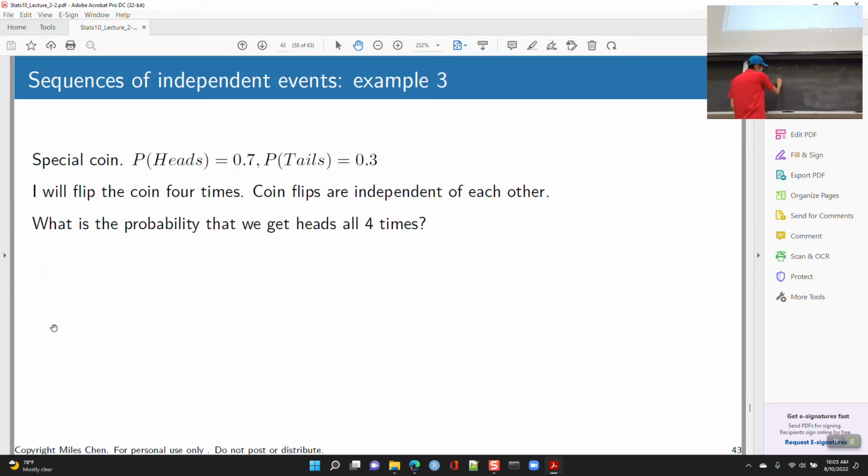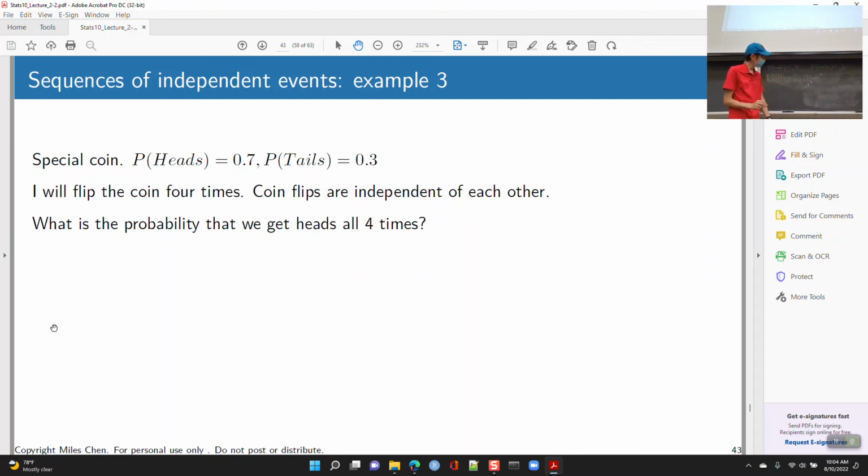All right, so this is the probability of heads, heads, heads, heads. We're flipping the coin 4 times. We need to get heads all 4 flips. So this is going to be the probability of heads times the probability of heads times the probability of heads, 4 in a row. So we're going to just raise this to the 4th power.